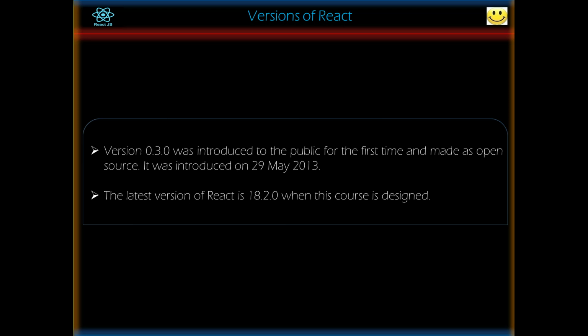Versions of React. Version 0.3.0 was introduced to the public for the first time and made React open source. It was introduced on 29th May 2013. The latest version of React now is 18.2.0 when this course is designed.